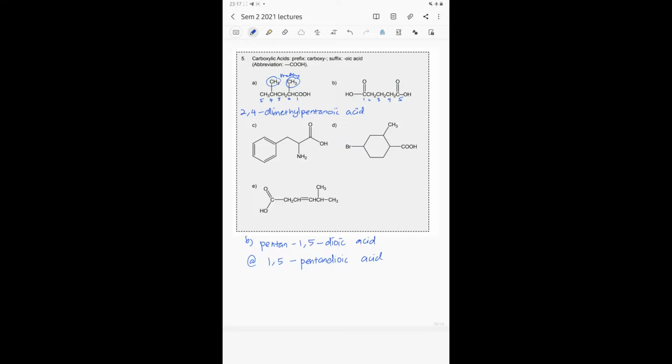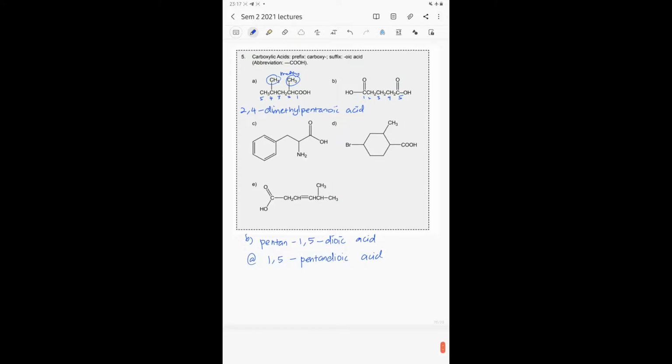Okay, for C, as I said just now, priority goes to COOH, so it should be carbon number 1, 2, 3. The substituents that we have are amino, and this one is called phenyl. I think if you watch the video of the workshop, you will know why this is not benzene, so I'm not going to explain anymore. So what is the name? We have amino at carbon number 2, phenyl at carbon number 3.